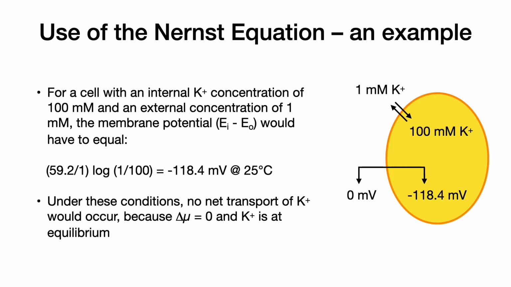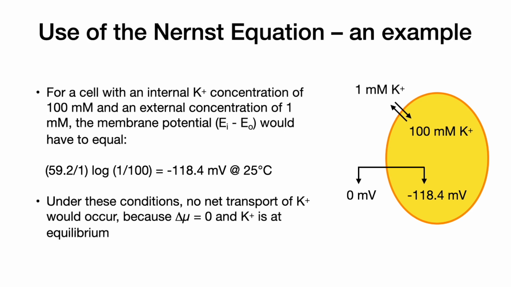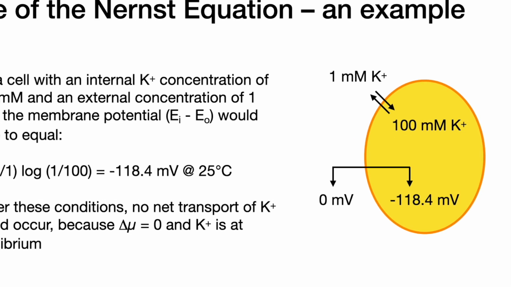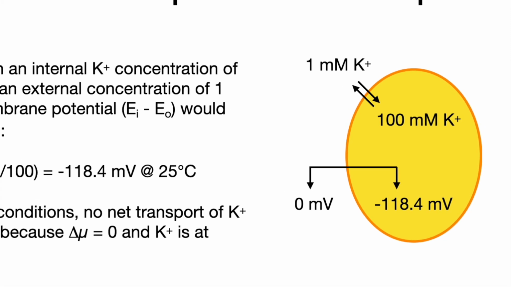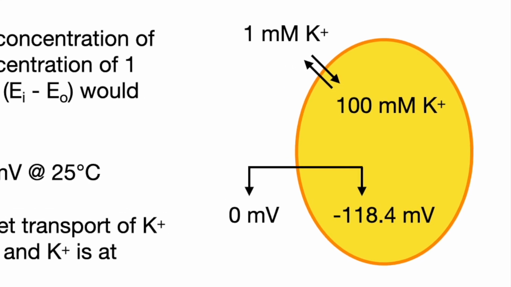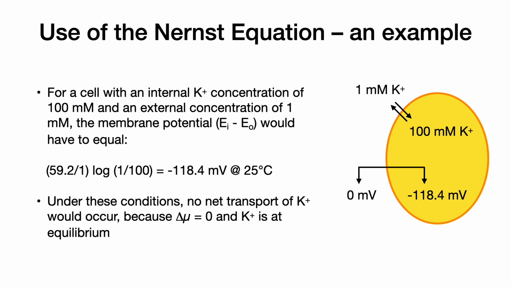Now that we've defined the Nernst equation, let's look at an example of how it can be used. Let's take a cell shown here on the right side. It has a concentration of potassium inside of 100 millimolar potassium and an external concentration of 1 millimolar potassium. This example represents real-life concentrations of potassium inside the cell and outside the cell. So if we take those concentrations, we can calculate out what the membrane potential should be at equilibrium.